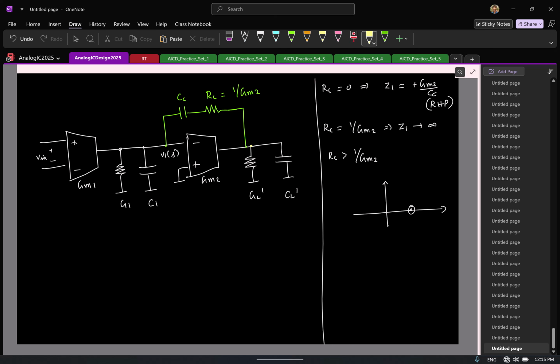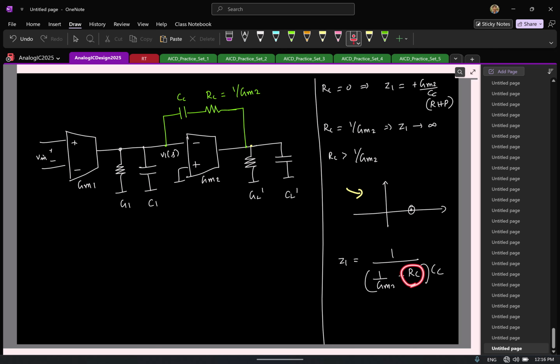Basically, it turns out it sort of wraps around and comes to the left half plane. And in fact, as I was just saying, if you assume some RC and calculate the location of the 0, you will find the 0 to be located at 1 by (GM2 minus RC times CC). So basically, if your RC is 0, this becomes plus GM2 by CC. It is in the RHP.